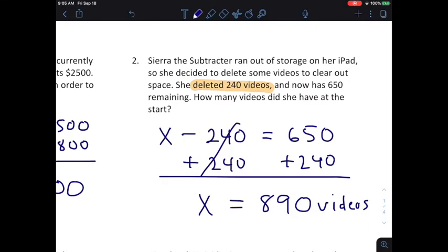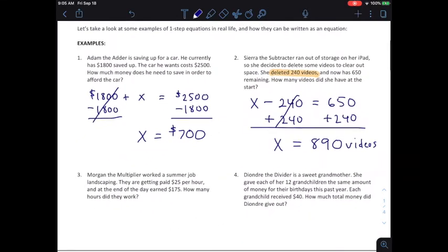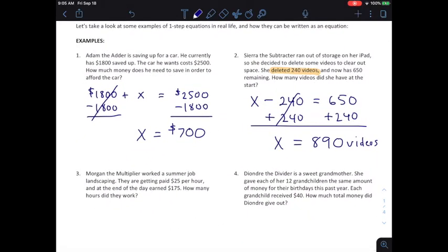Okay, so in both of these examples, what I want you to notice is we did the opposite of what we saw. In the first example, we saw $1,800, so we subtracted $1,800. In the second example, we saw subtracting 240 videos, or deleting, and so we added 240 videos to both sides. So we did the opposite of what we saw. All right, let's look at another example.